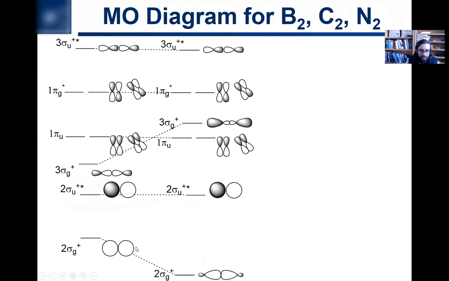And so what ends up happening in this case is that when you mix, it's sort of like making an anti-bonding interaction into a bonding interaction. So this one that was bonding becomes even more bonding, and it's going to go down in energy. And this one that was higher in energy, was bonding, becomes a little bit more anti-bonding, it goes higher in energy. And there's enough mixing here that there's actually a switching in the ordering of the molecular orbitals. So you can see the 3 sigma g plus now is above the 1 pi u for diatomic boron, diatomic carbon, diatomic nitrogen.